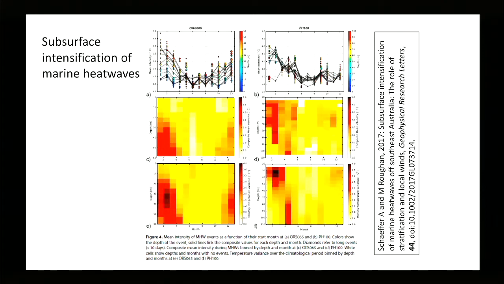So this is a nice study to just show that you can see through time here, from the early part of the year to the end part of the year, there is actually increased warming below the surface relative to the surface. And that's something that we didn't really understand before.